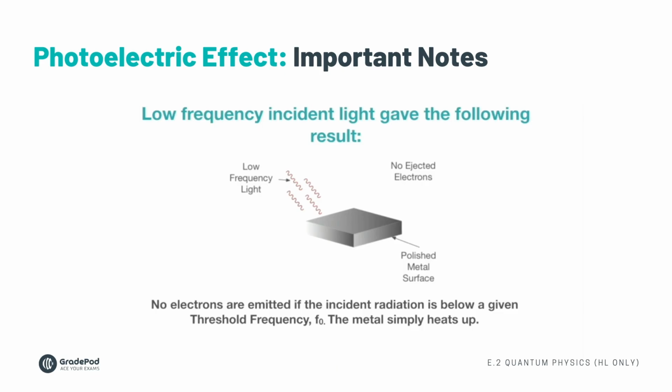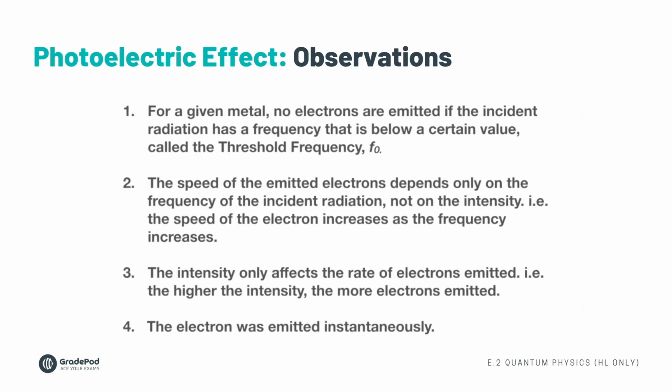So by playing around with the photoelectric effect, we come up with 4 observations. And we'll talk through these again because they're important. 1, for a given metal, no electrons are emitted if the incident radiation has a frequency that's below a certain value, called the threshold frequency. 2, the speed of the emitted electrons depends only on the frequency of radiation, not on the intensity. So the speed of the electrons increases as the frequency increases.